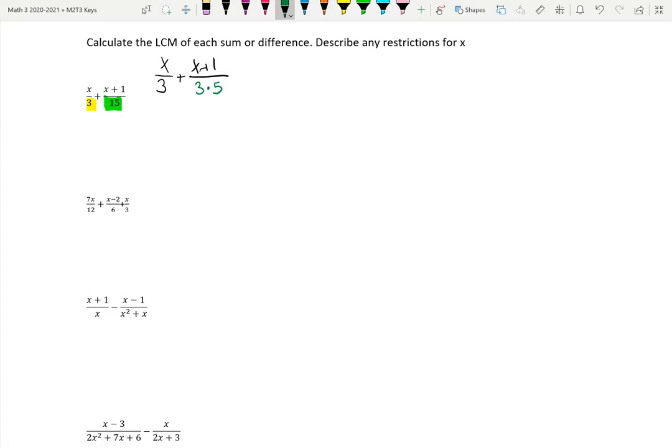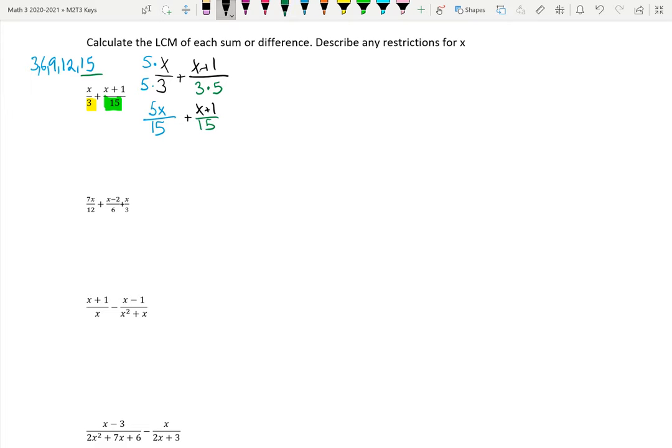Notice the number on the left is missing the 5, so I'm going to multiply 5 by x and 5 by 3. This is going to create an equivalent fraction, 5x over 15 plus x plus 1 all over 15. Now, the only reason I looked at it this way, you could have asked yourself, how many 3s do you need to get to 15? And the answer would still be 5.